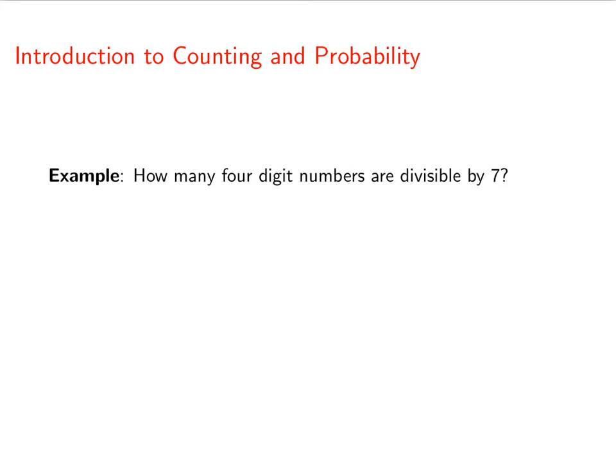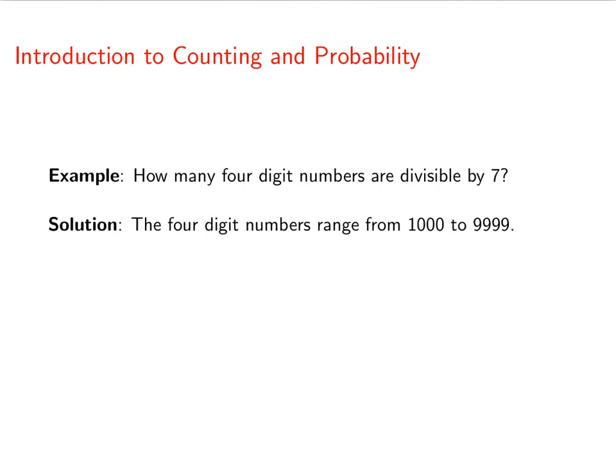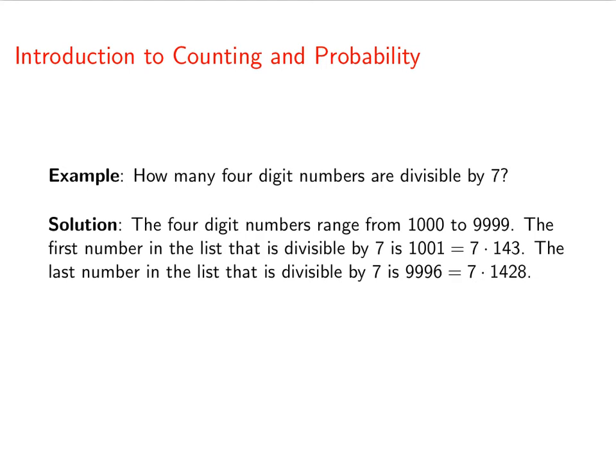Okay, let's try this one. How many 4-digit numbers are divisible by 7? Well, the 4-digit numbers range from 1,000 to 9,999. If we look through the numbers, the first number in the list that's divisible by 7 is 1,001, and that's 7 times 143. The last number in the list that's divisible by 7 is 9,996. That's 7 times 1,428. A little calculator will help you figure this stuff out.